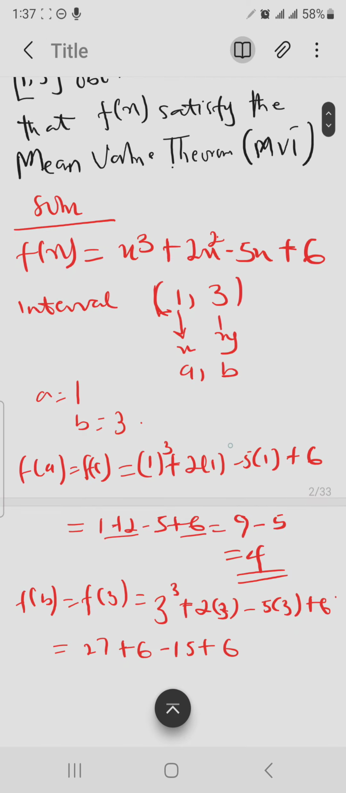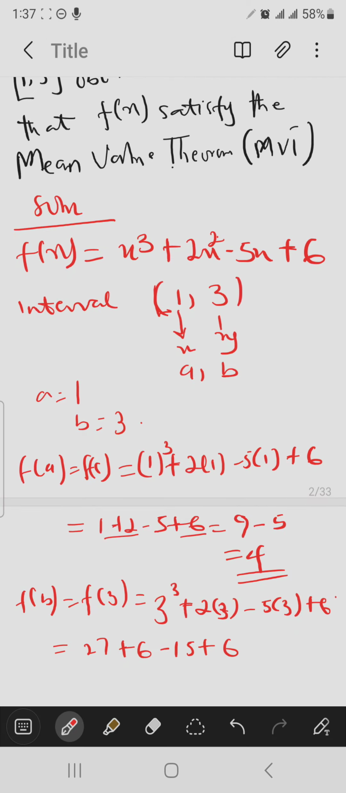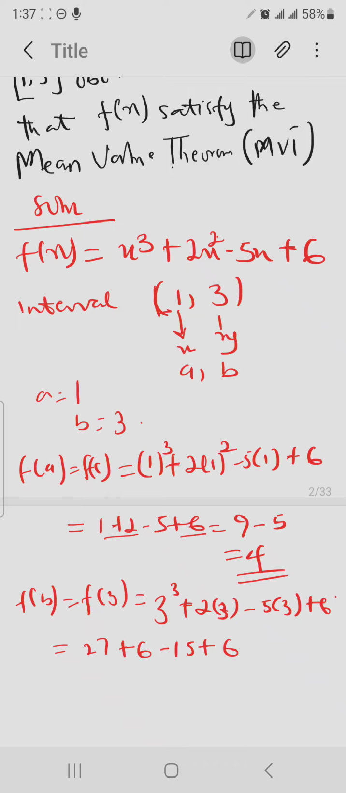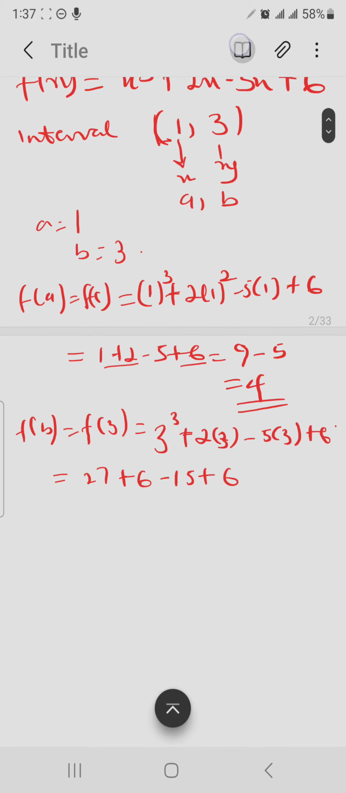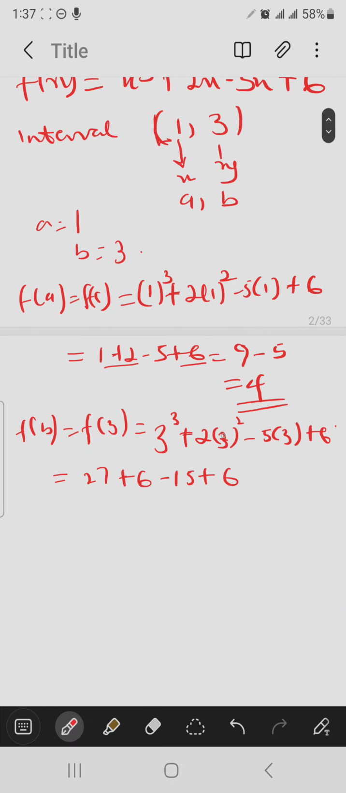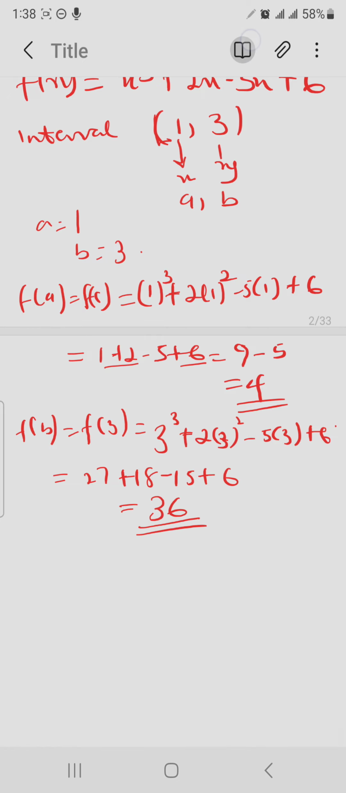So this one has not much problem; 2x squared is correct. Now this should be raised to power 2, so 3 raised to power 2 is going to be 9, multiplied by 2 will now be 18. So this is 18 minus 15. When we add all this, we have 36. So we are done with this.